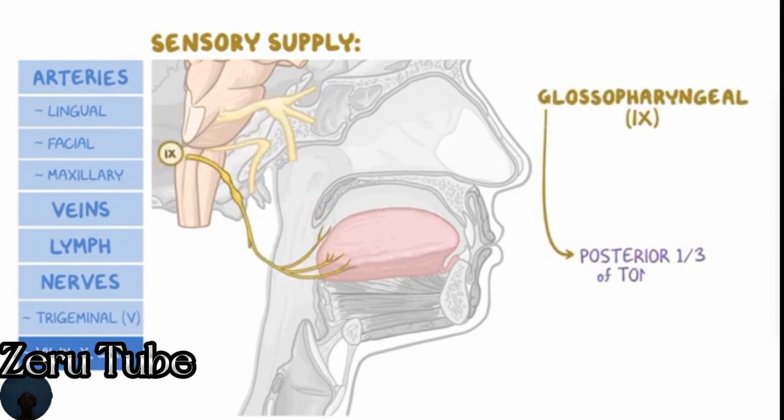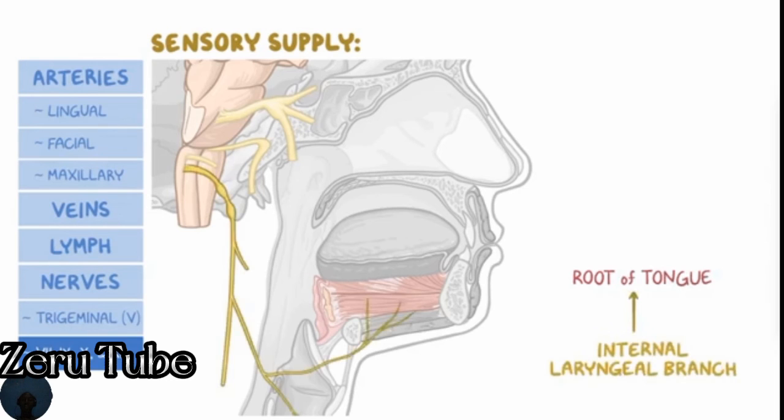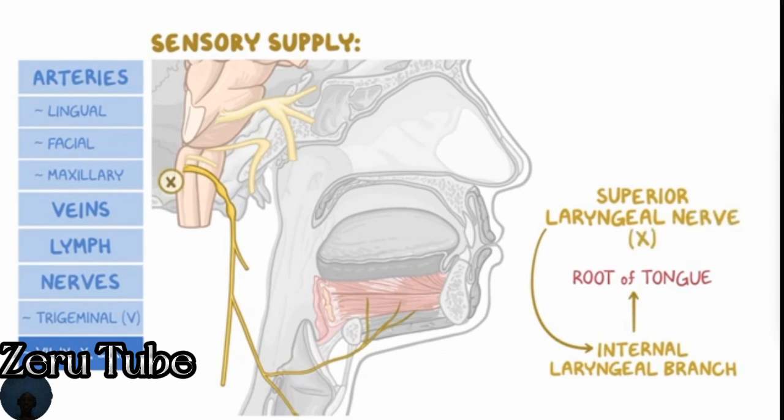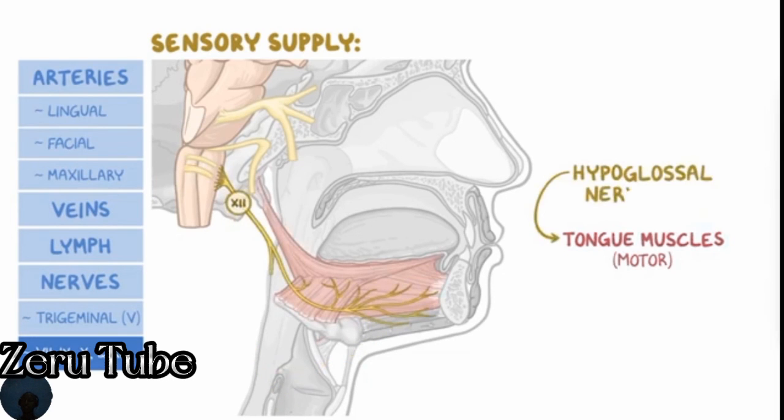The glossopharyngeal nerve gives the posterior 1/3 of the tongue general sensation. And the root of the tongue is supplied by the internal laryngeal branch of the superior laryngeal nerve. Then cranial nerve 5, cranial nerve 7, cranial nerve 9, and cranial nerve 10 supply sensory function of the tongue. The tongue muscles, the motor function, is innervated by the hypoglossal nerve.